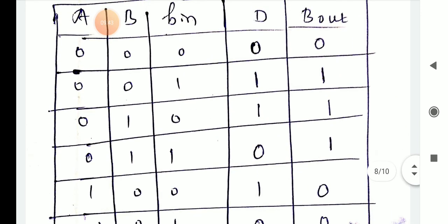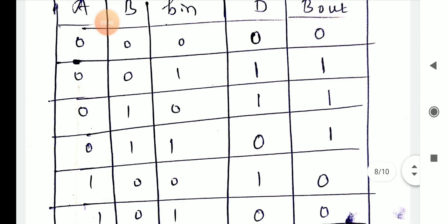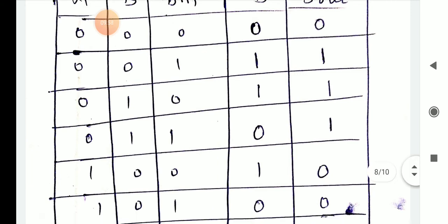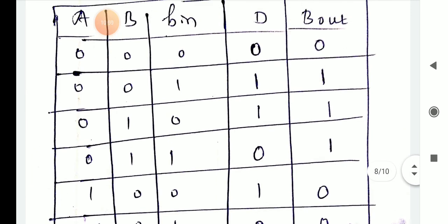B out is the borrow output. So 0 minus 0 0, the difference is 0, borrow is 0. 0 minus 0 0, 0 minus 1, so difference is 1, borrow is 1. 0 minus 1, again difference is 1, borrow out is 1.